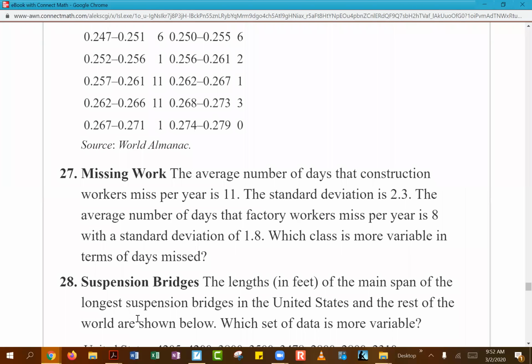Okay, how about number 27? The average number of days that construction workers miss per year, and their standard deviation is given to you. The average number of days is 11, the standard deviation is 2.3. The average number of days that factory workers miss per year is 8, with a standard deviation of 1.8. They want to know which class is more variable in terms of days missed. So they are giving us a standard deviation here, right? And they are giving us the mean.